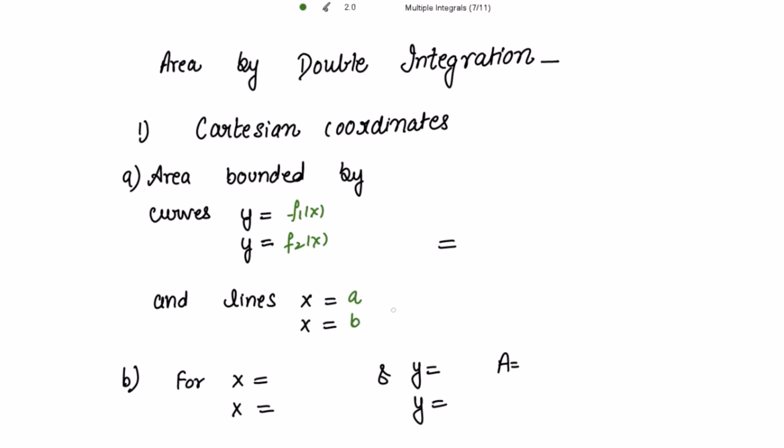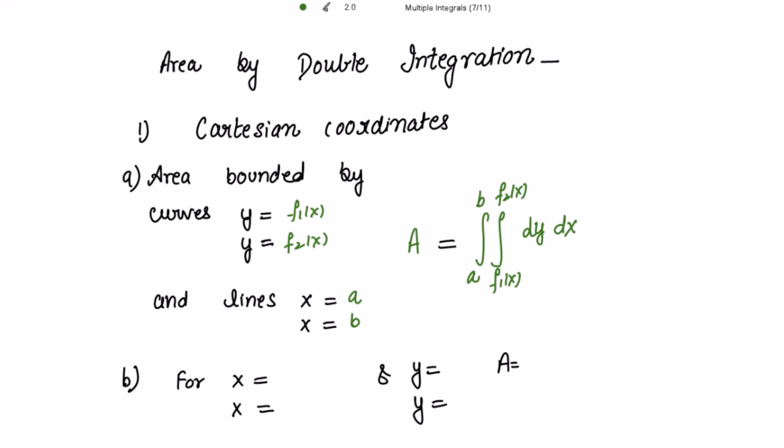So the area bounded by these curves is equal to, because the limits of y are in the form of x, I'm writing the limits for y first, f1(x) to f2(x), and this is dy. And then writing the limits for x as a to b, and then writing dx.